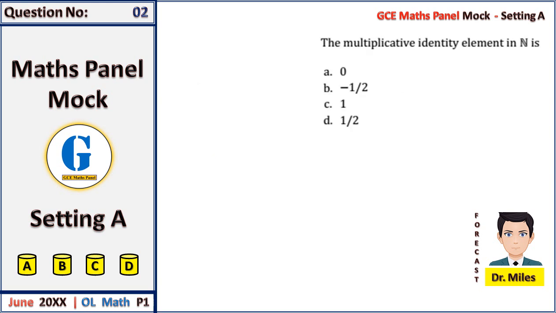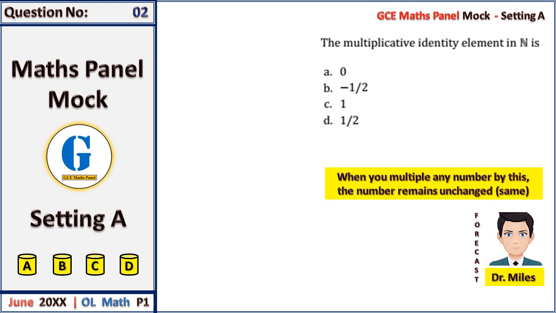The multiplicative identity element in the set of natural numbers is. When you multiply any number by this, the number remains unchanged or the same. So the multiplicative identity element in the set of naturals is 1. Note, the set of naturals is also called the set of cardinal numbers.